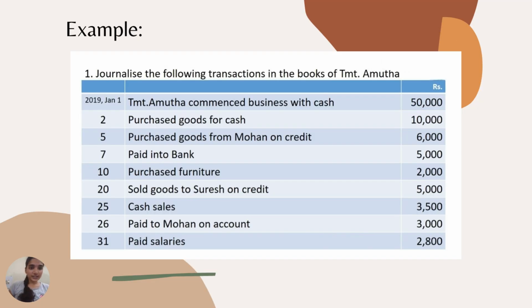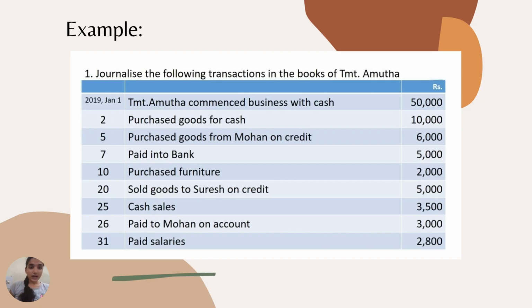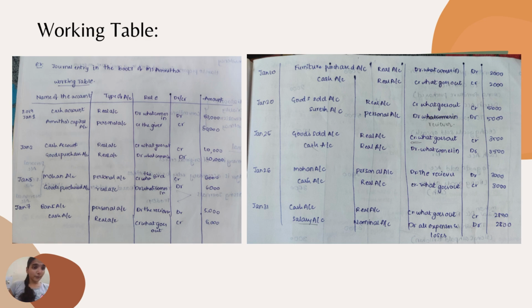Similarly, purchased goods for cash. It includes cash account, goods purchased account. Both are real accounts, and cash account is credited and goods purchased account is debited. Next, purchased goods from Mohan on credit. Mohan account, goods purchased account. Mohan account is a personal account, goods purchased account is a real account. From personal account it will be credited and goods purchased account will be debited.